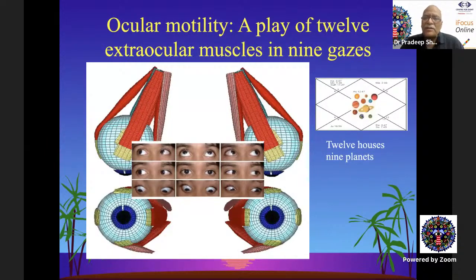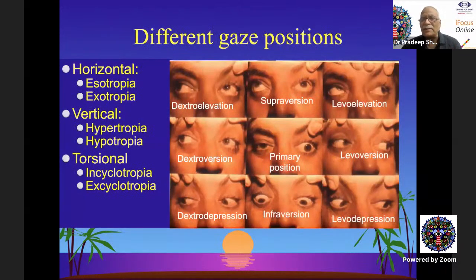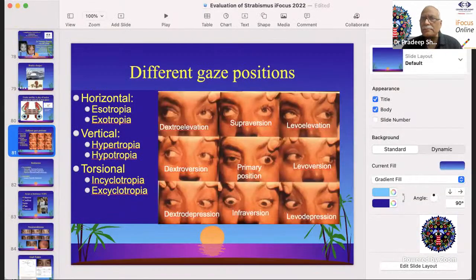So we talked about the sensory evaluation in the last talk, and today we'll be completing the second part with the motor evaluation. We talked about the fact that we have the 9 gazes and 12 extraocular muscles that are working like the planets in the 12 houses, disturbing the thing. So these different gaze positions, we are all aware.